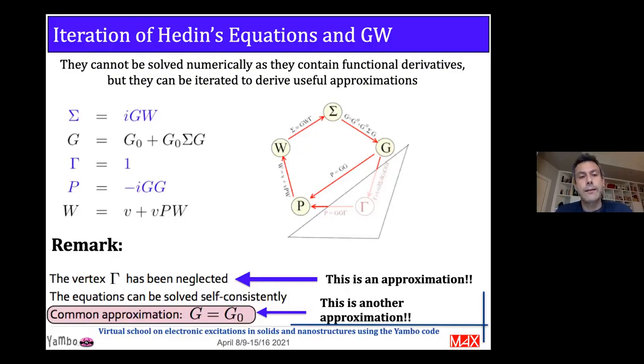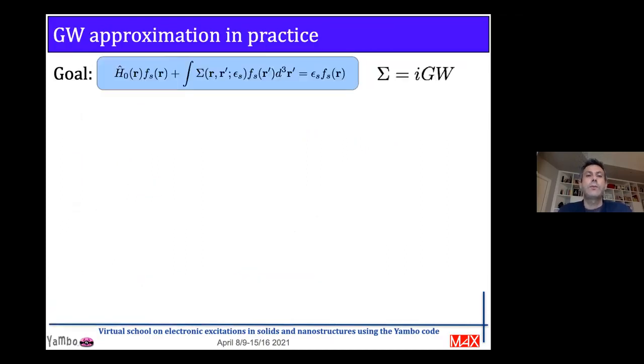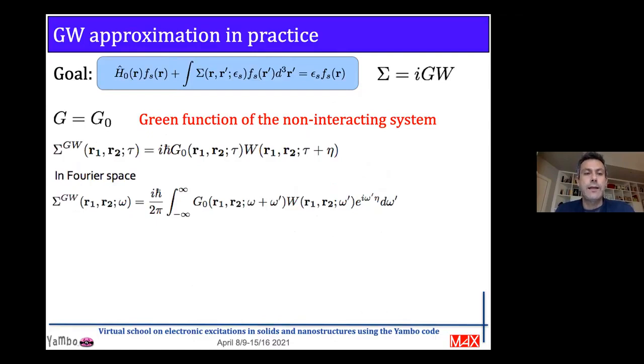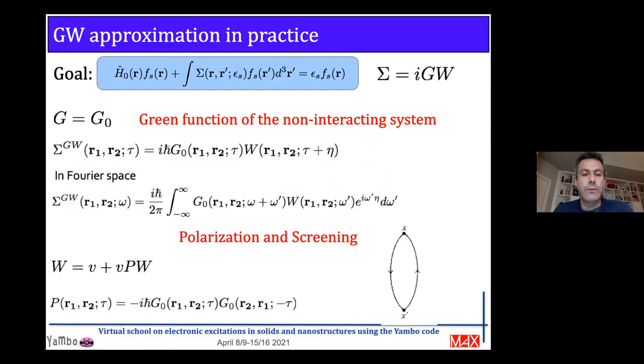And here we insert another very common approximation in the calculation. We consider the non-interacting Green function, G0. So now we have our quasi-particle equation. We know how the self-energy is defined. We consider the Green function of the non-interacting system, and we arrive at our equation, now G0W, for our self-energy.